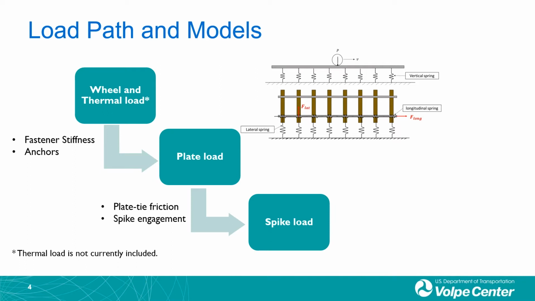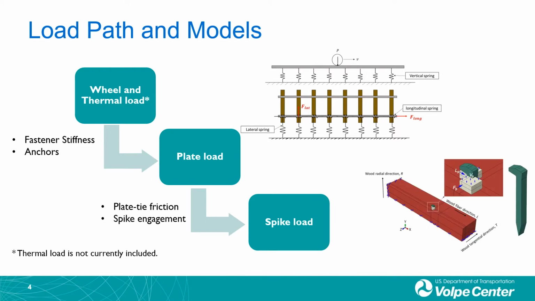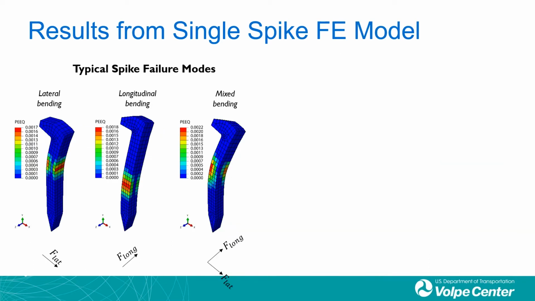To estimate the spike load required to initiate spike failure, we build a finite element model. This model is composed of a spike, a plate, and a timber tie. Taking different magnitudes of spike load as an input, we are able to see the minimum force required to initiate the spike failure. This slide shows the typical failure modes from the single spike finite element model. We use plastic strain as an indicator to predict the location of spike failure. The contour shows where the spike failure would initiate under different loading scenarios.